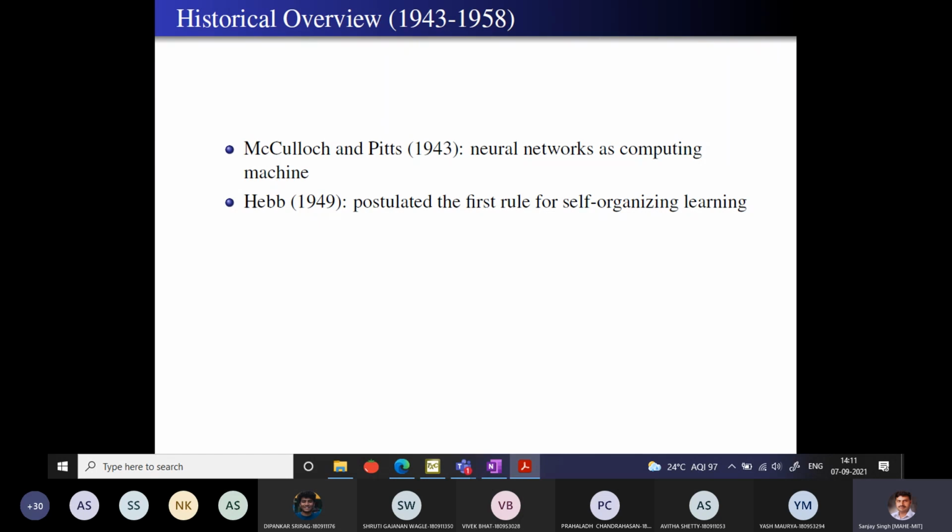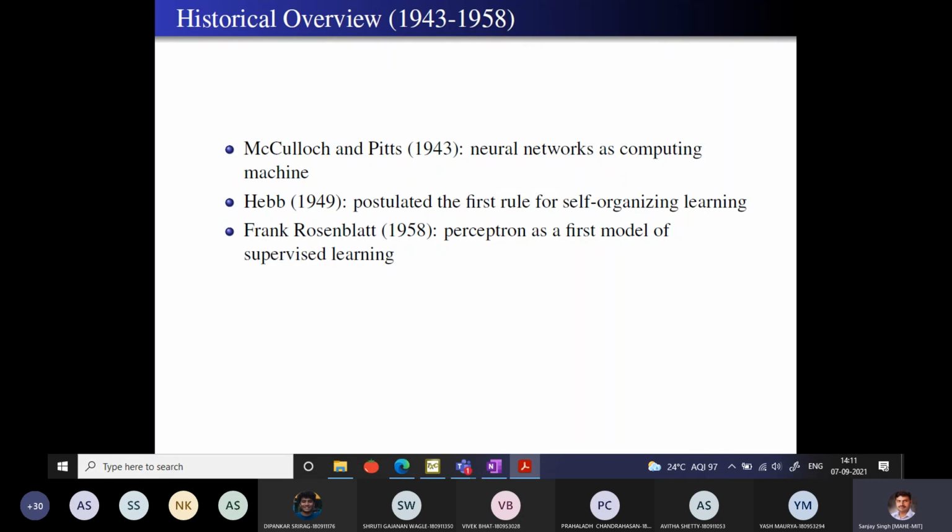So Hebb came around way back in '49, and he postulated the first rule of self-organizing learning, meaning how learning happens. He gave some sort of hypothesis about how learning actually happens in the brain, and tried to give a model in an algorithmic approach. And then around the 60s, or you can say exactly '58, Frank Rosenblatt proposed the concept of the perceptron, and basically he talked about the first model of supervised learning.